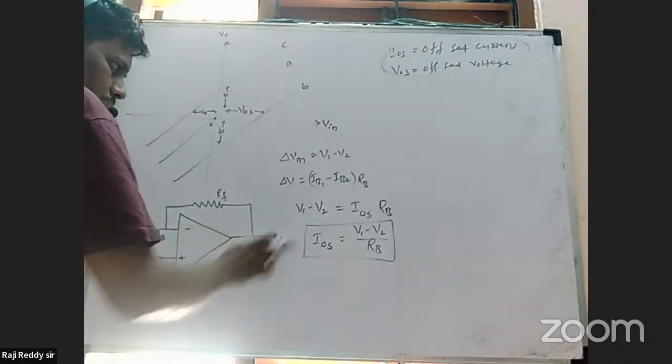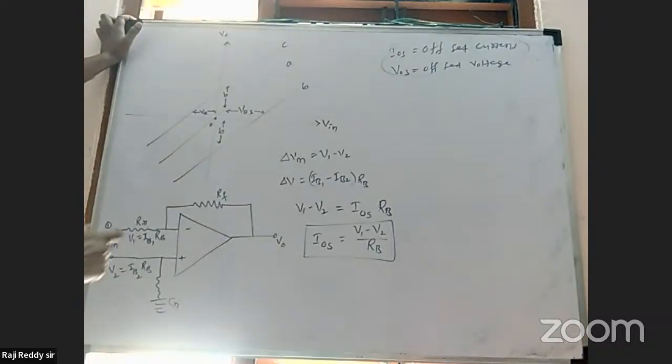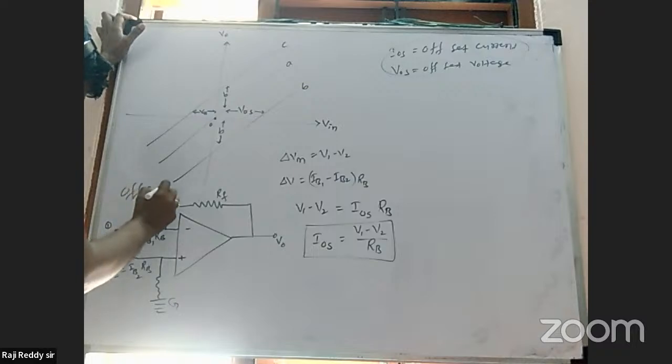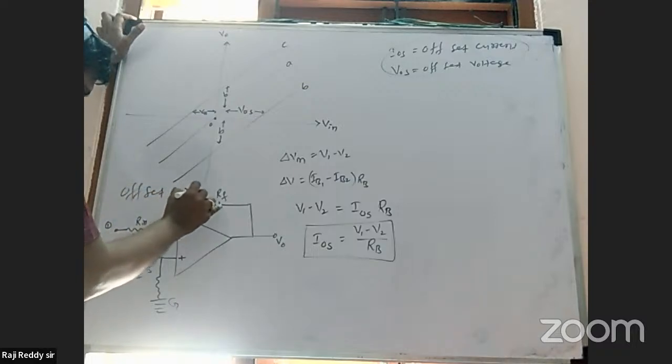Instead of V1 minus V2, it can be written as VOS. This is the offset current.